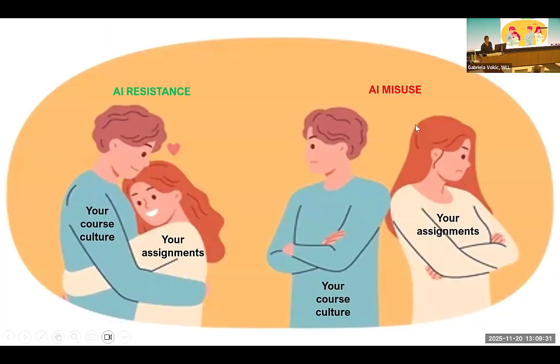So if you're a visual learner, here's a nice summary of what I just talked about, right? So you want your assignments to be aligned with the whole course culture, right? So you need to think about a larger picture than just one or two isolated assignments. So you want to be more on this side of things than here, right? Because this promotes AI misuse and this discourages it.